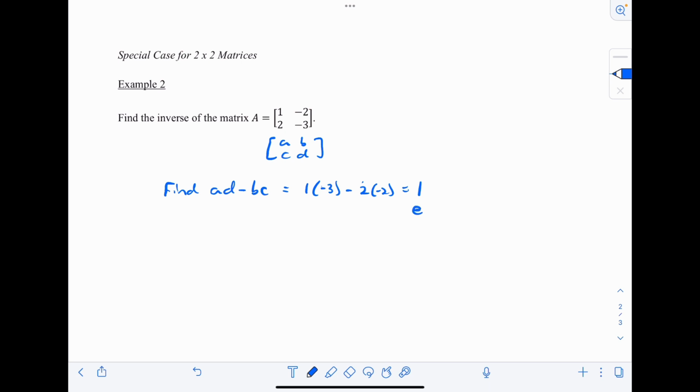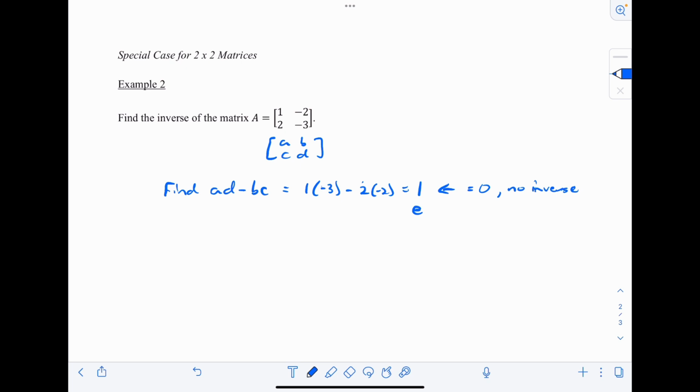Now, if I do this and this is 0, that means that there is no inverse matrix. So in a 2x2, and again, this only works for a 2x2, if you find what's called the determinant of the matrix, that AD minus BC, if it's 0, there is no inverse matrix. If it's not 0, then we're going to proceed and go ahead and find the inverse.